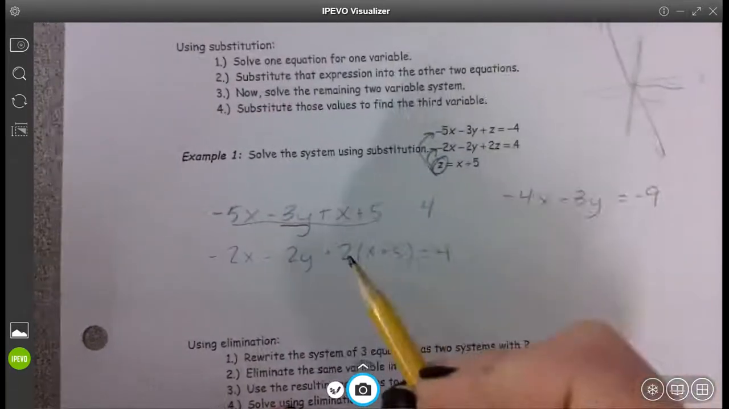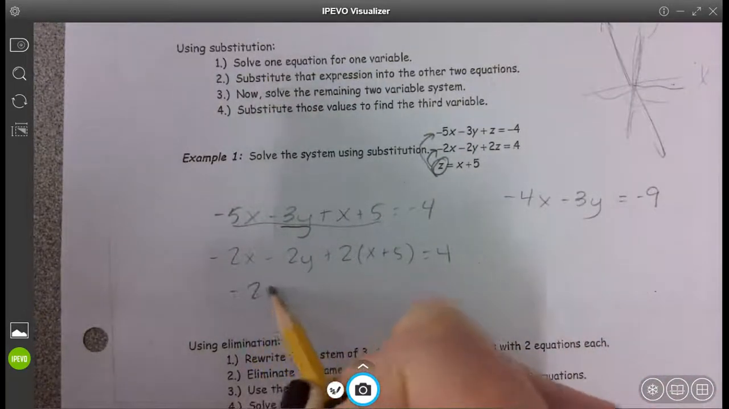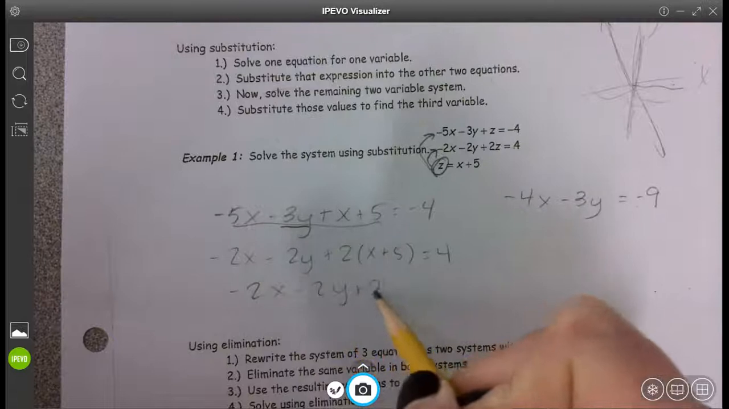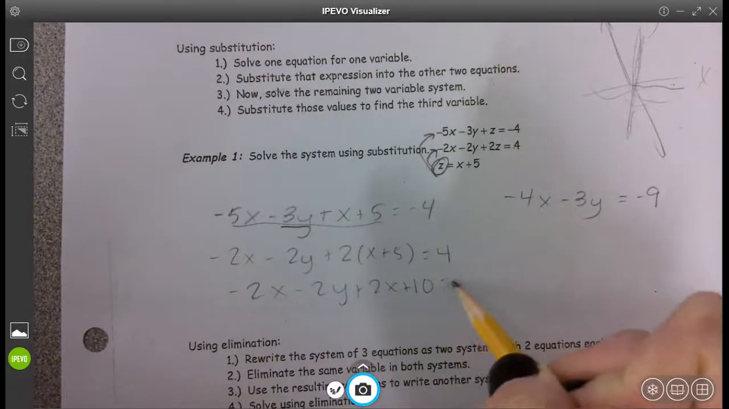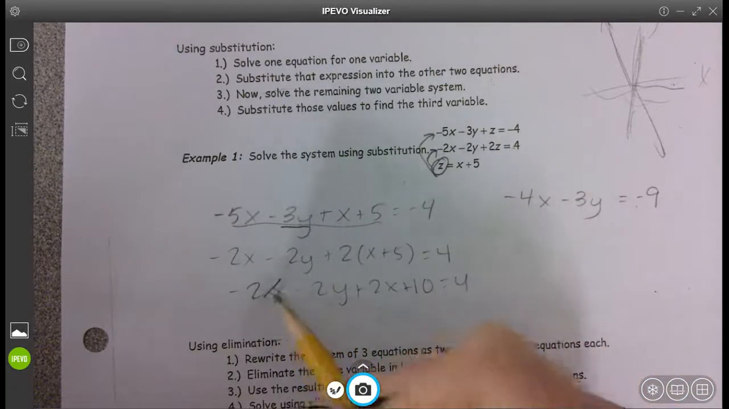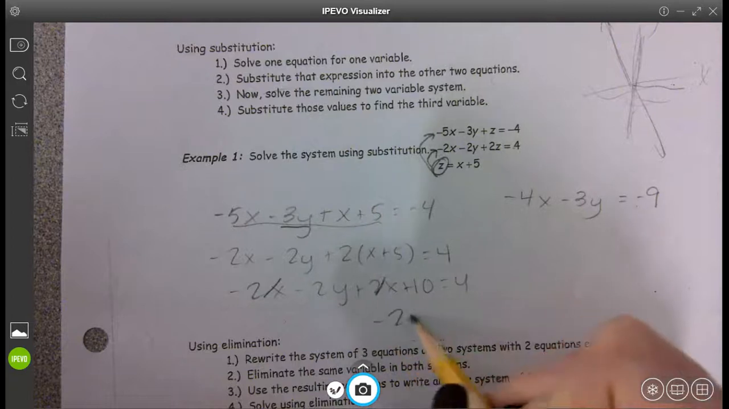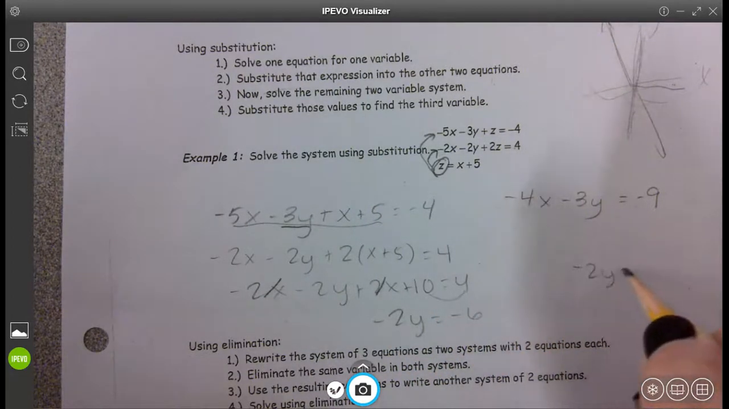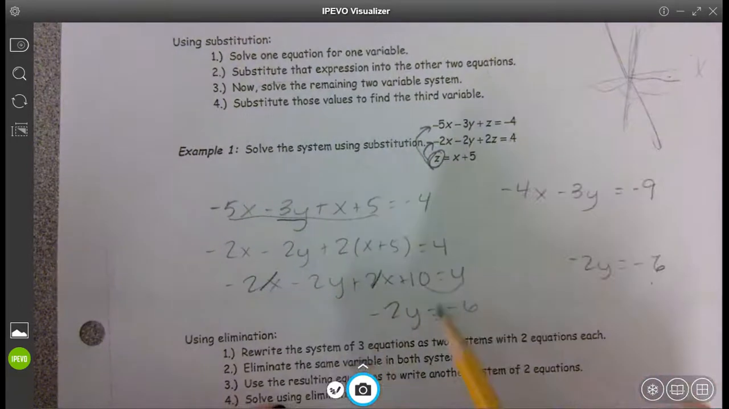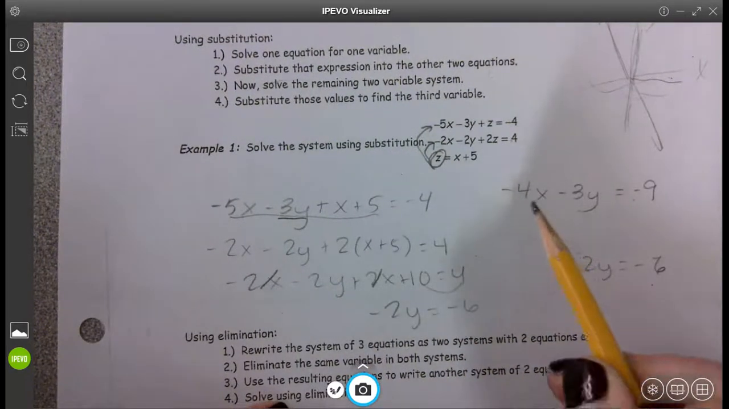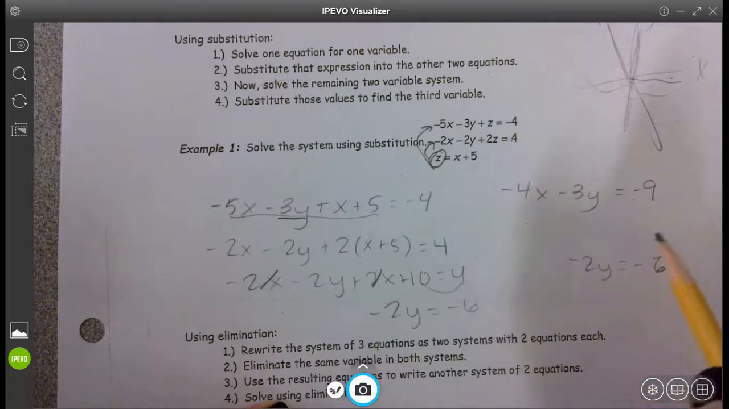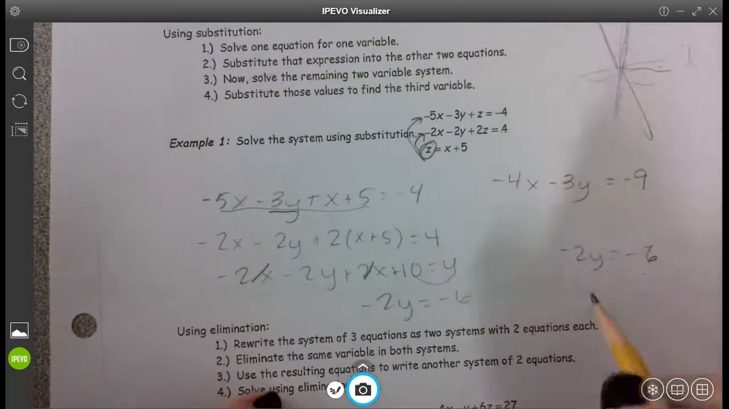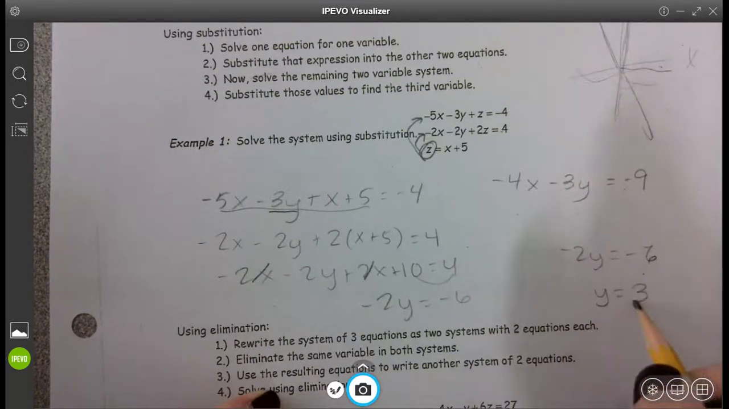Here I'm going to keep it in standard form. Negative 2x minus 2y plus 2x plus 10 equals 4. The x's will cancel, and you're going to get negative 2y equals negative 6. Well, that was convenient, okay? Normally you'd have another x, y, and a number, and you'd solve that system. So when you divide by negative 2, you actually get 3.